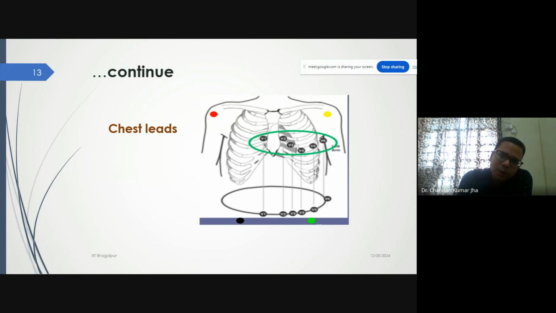Now regarding the chest leads, also called the precordial chest leads, these are the unipolar leads. One electrode will be the fixed reference, and the other electrodes will be based on these positions on our chest: V1, V2, V3, V4, V5, V6. These configurations are based on the positions on our chest, that's why they are called the chest leads. So these are the complete 12 configurations.